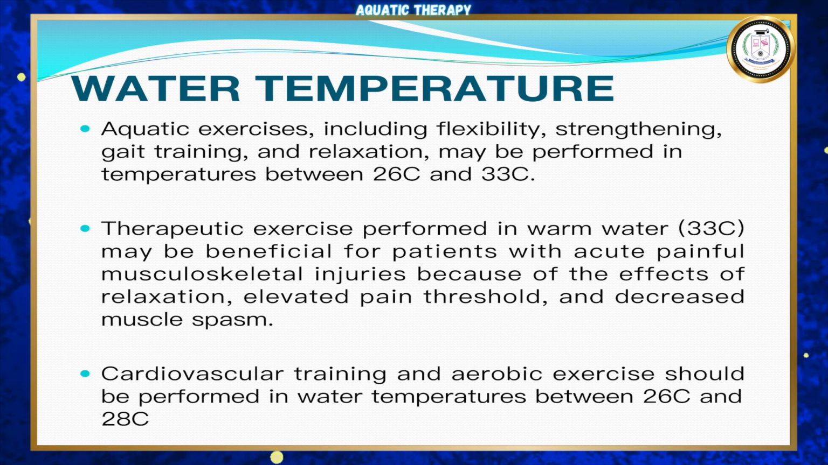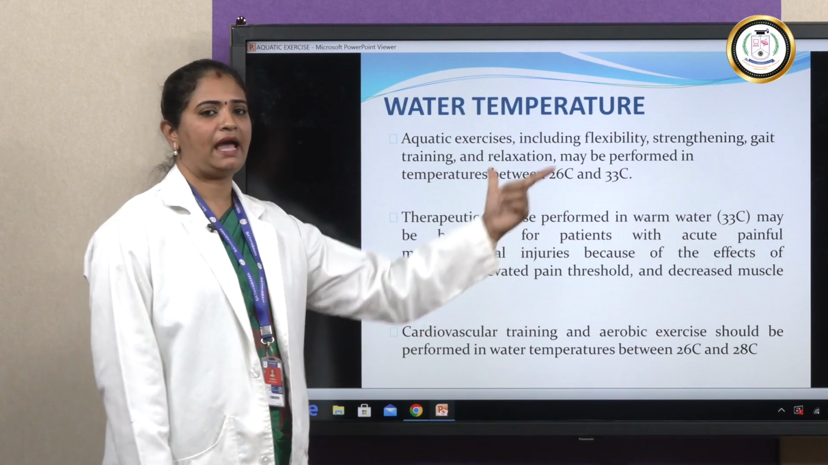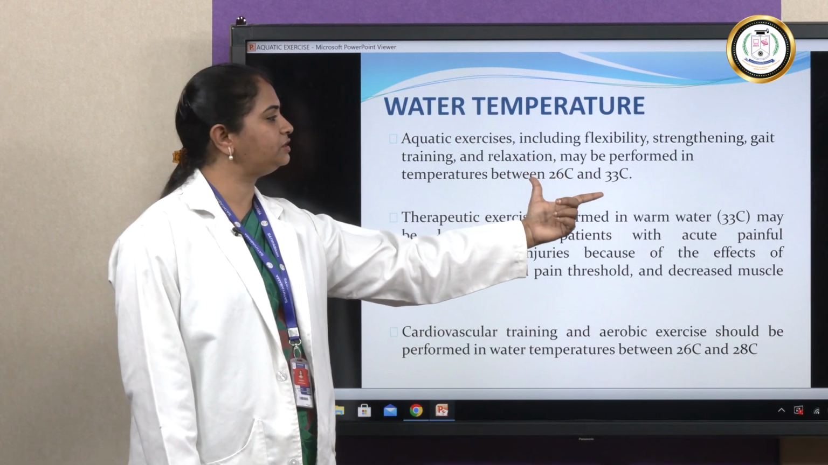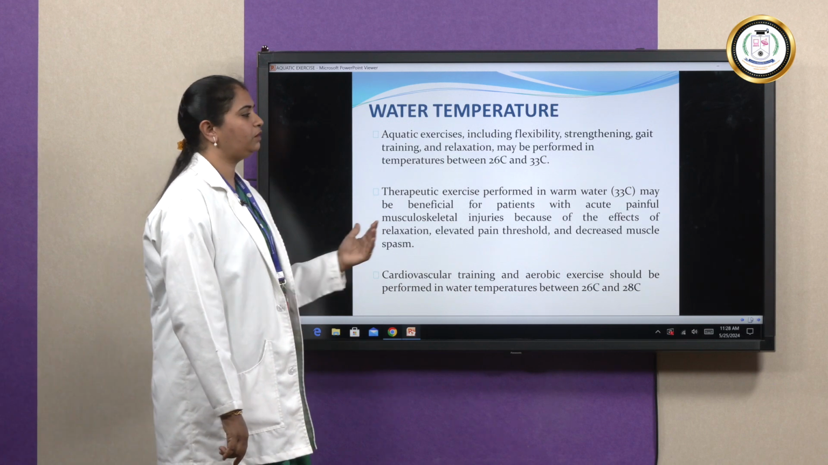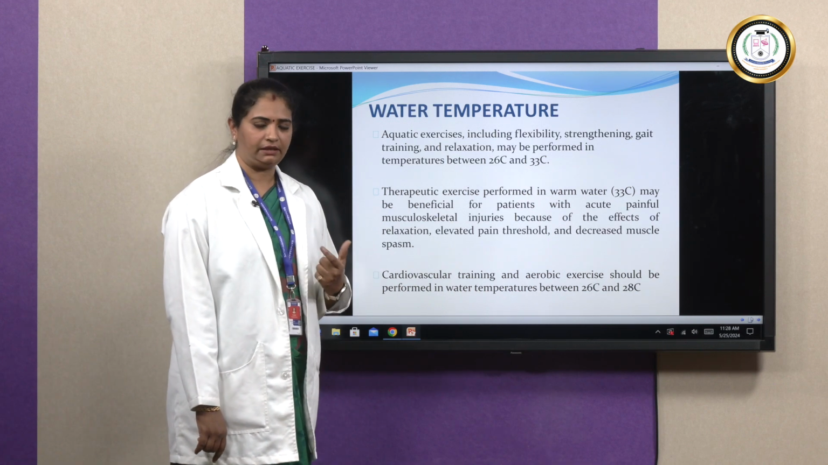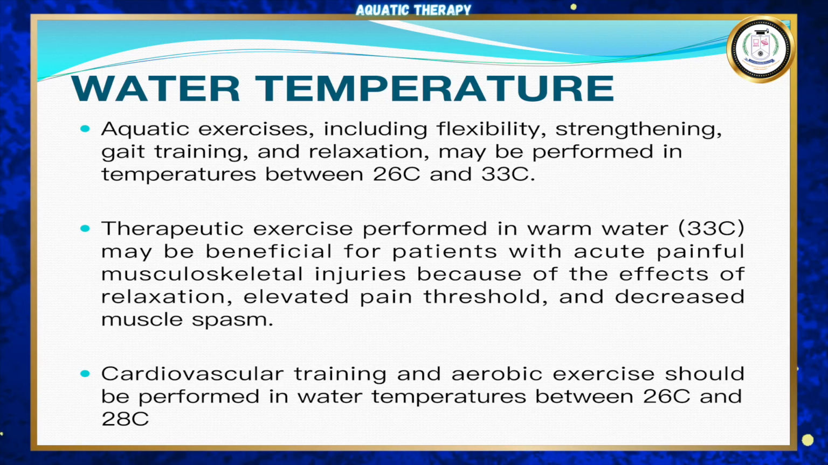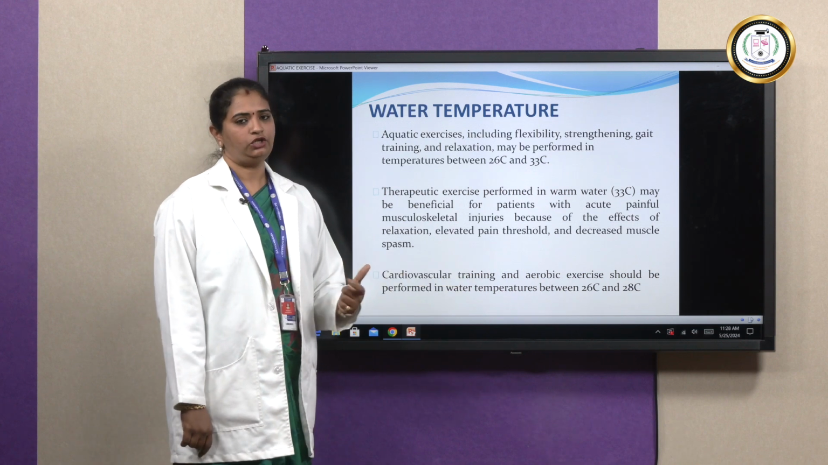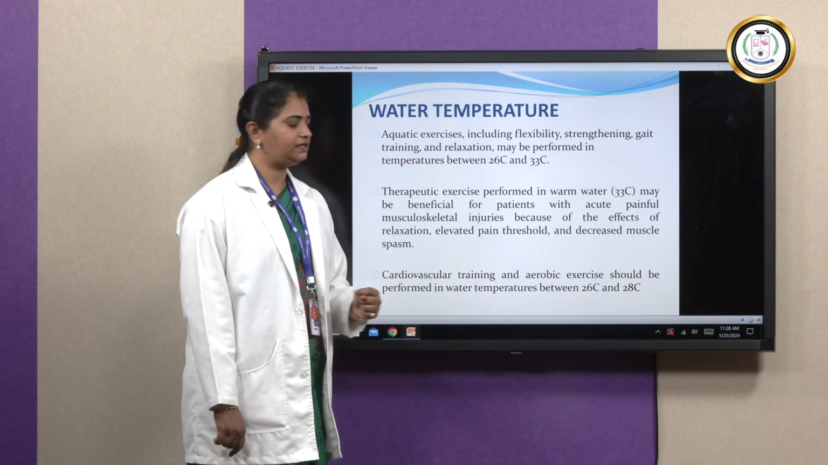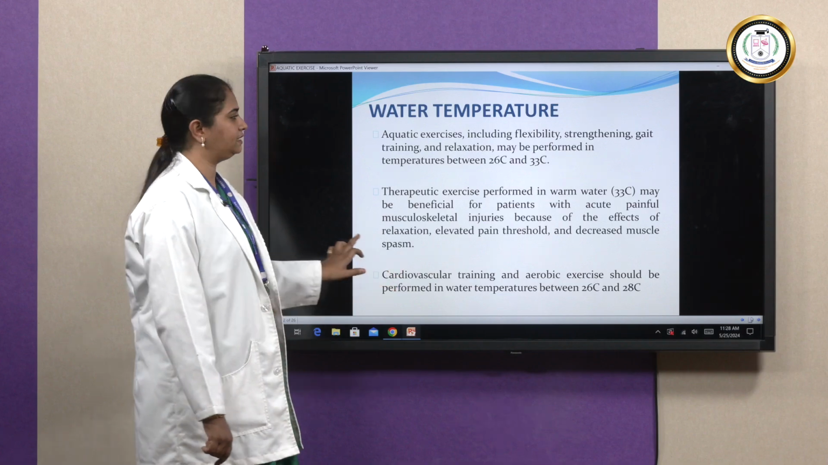Aquatic exercises, especially flexibility and strengthening, gait exercises and relaxation, can be performed aptly at 26 degrees Celsius to 33 degrees Celsius. Therapeutic exercise performed in warm water of about 33 degrees Celsius may be beneficial for patients with severe musculoskeletal injuries, osteoarthritis and rheumatoid arthritis. Cardiovascular training and aerobic exercise training should be done at 26 degrees Celsius to 28 degrees Celsius.